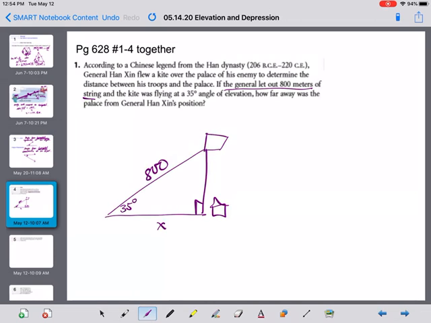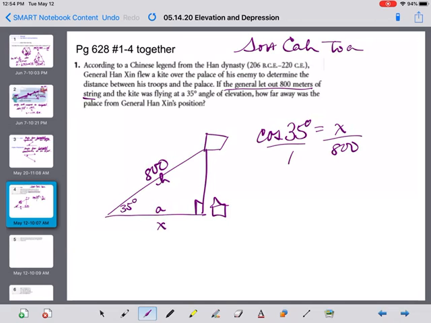So there's the right triangle. So label, hypotenuse, adjacent. So AH, SOHCAHTOA. Oh, let's write SOHCAHTOA. There you go. So cosine 35 degrees equals adjacent over hypotenuse. Cross multiply. 655.32 meters.